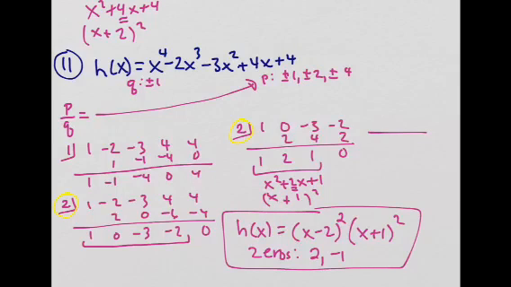So if you were to sketch this real quick, let me just mark 2 and -1. This would be 2. This would be -1. It's x to the fourth, so it's up, up. So it would do something like this.